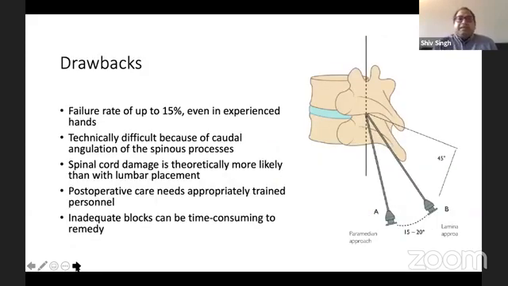The drawbacks are that even in the best hands with thoracic epidurals, the failure rate is around 15%. And it can obviously be technically difficult because of the acute angulation of the spines. So people tend to use a paramedian approach in most of these cases. There may be a theoretical risk of cord damage, but it's no larger. This has been discussed many times. There is a lot more space between the dura and the spinal cord in the thoracic region.